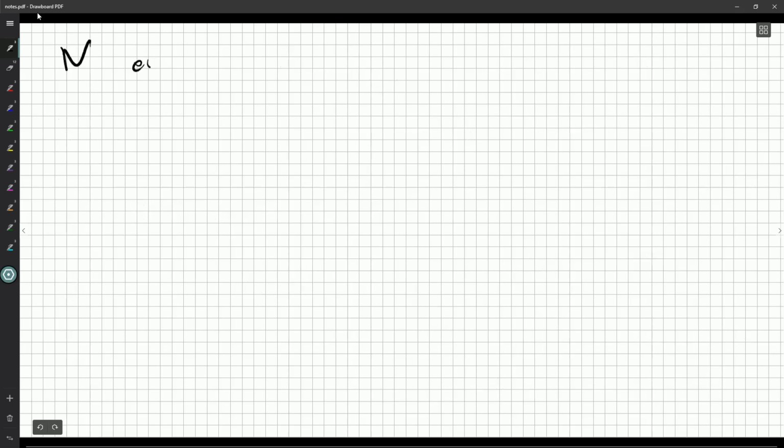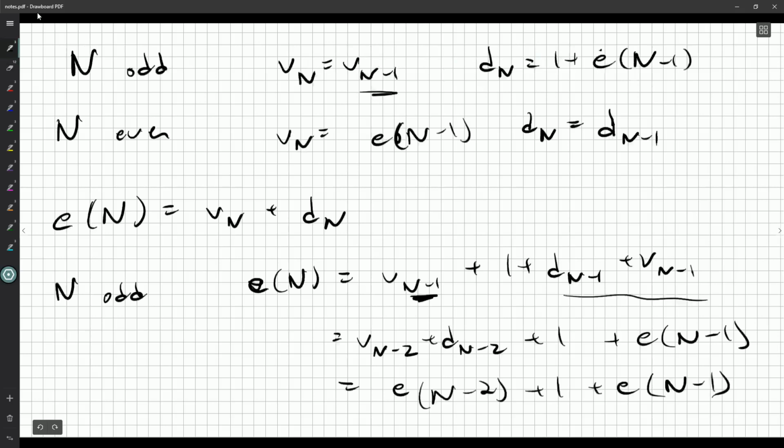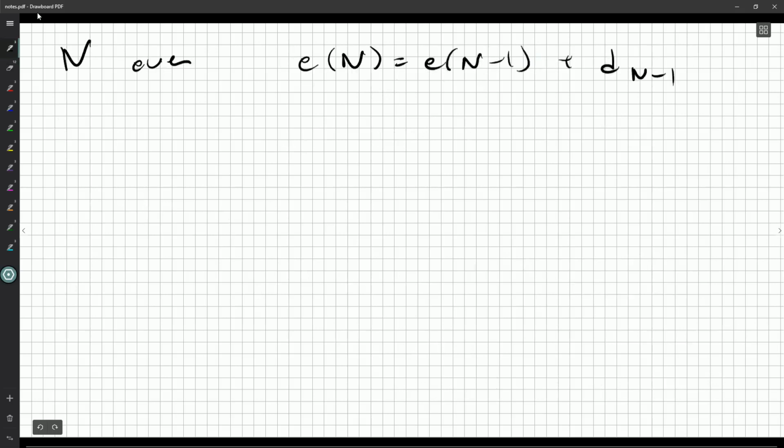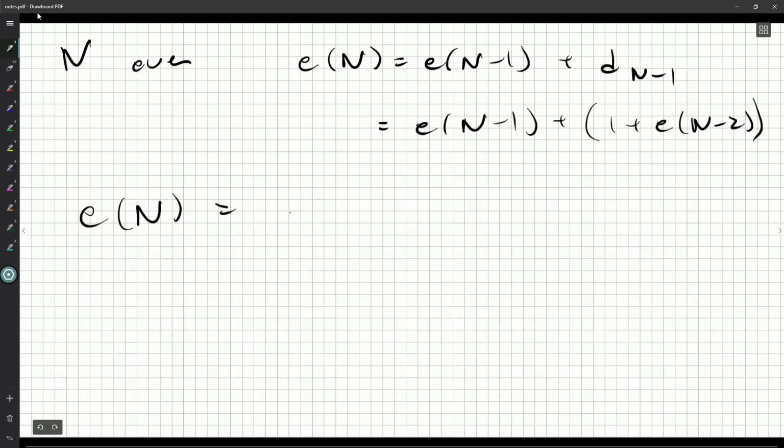If n is even, En is Vn plus Dn, but now the Vn can turn into the previous En minus 1, and the Dn turns into Dn minus 1, which turns into 1 plus the previous one. So for both cases, we get the same recurrence: En minus 1 plus 1 plus En minus 2.